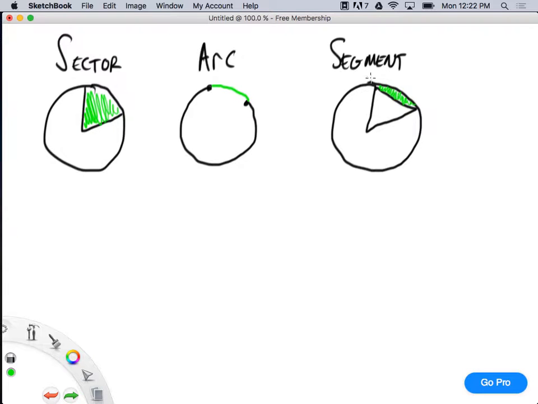All right, look, and that's a segment. Do you understand? Do you guys understand this? Sector, arc, segment. Clear. Any questions? All right.